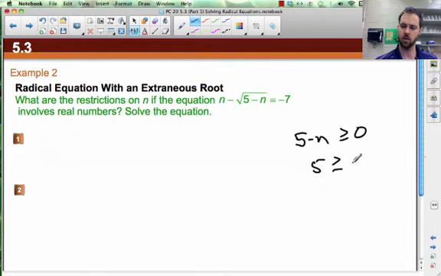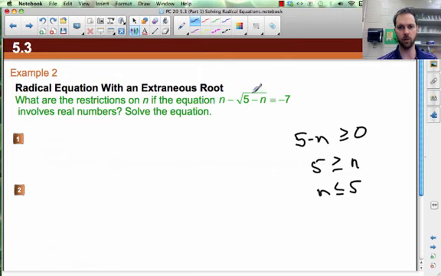So 5 must be greater than or equal to n. Or written another way, n must be less than or equal to 5. So n can go up to 5, but it has to be 5 or smaller, and negatives are okay, because if you subtract a negative n, you're adding it and you get a positive number here. So it doesn't matter that there's an n here as well.